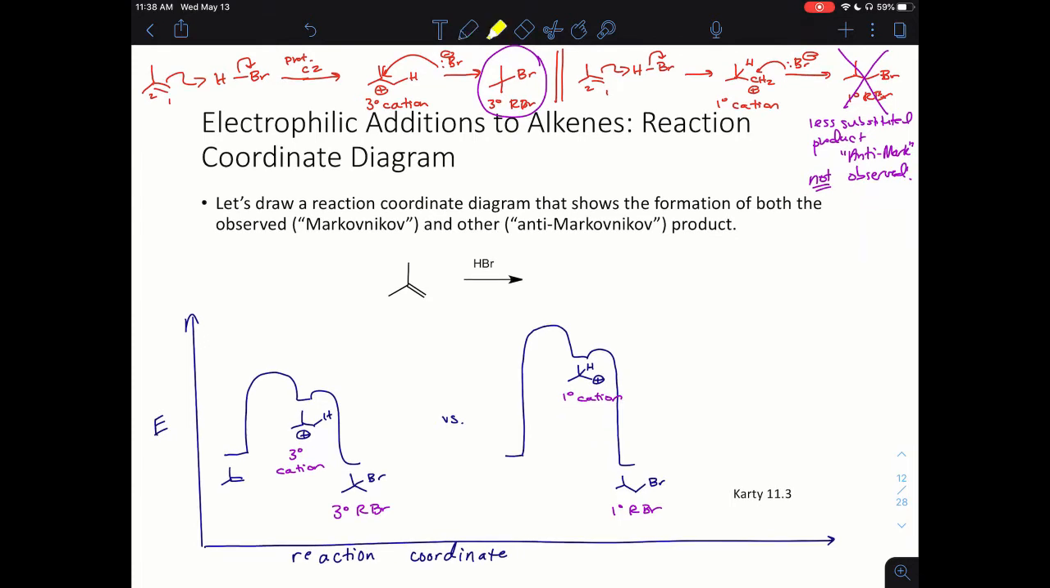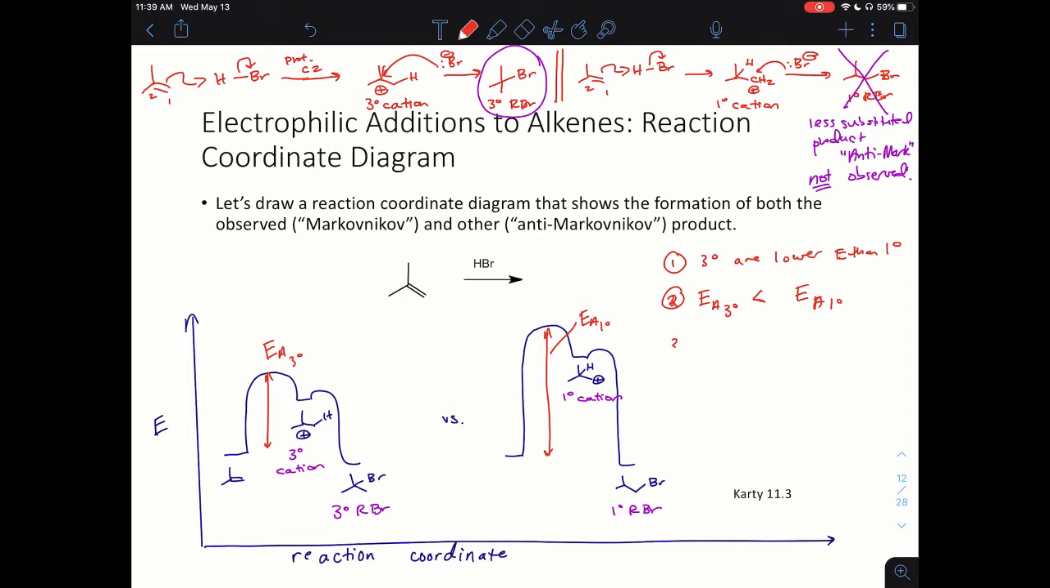Excellent. So to make the Markovnikov product, the observed product, the reaction proceeds via a tertiary carbocation. Tertiary carbocations are lower energy intermediates than primary carbocations. Thus, to make the tertiary carbocation, there is a much lower activation barrier because the intermediate is lower energy, the transition state is lower energy, and thus there is a much lower activation barrier. So that's to make the tertiary carbocation.